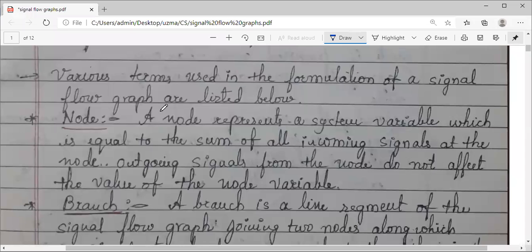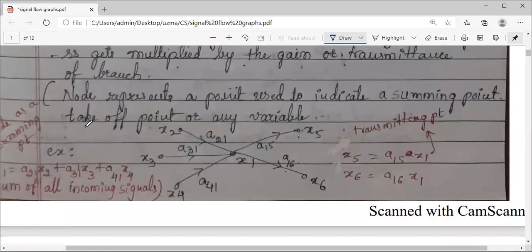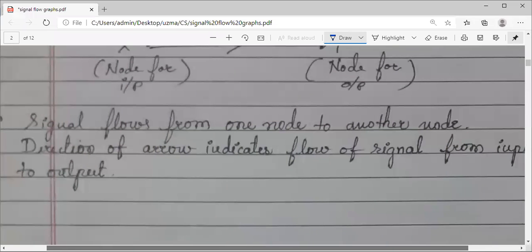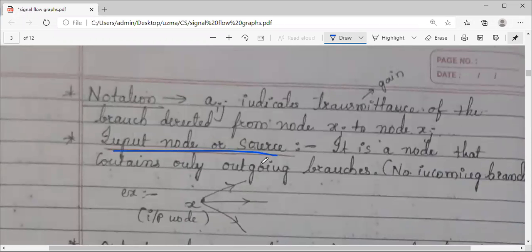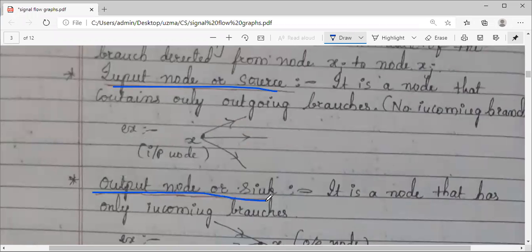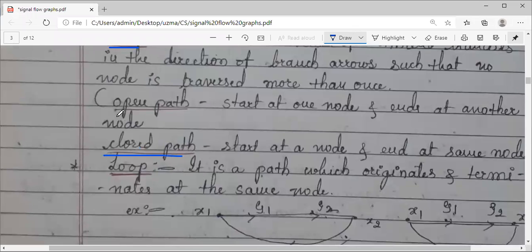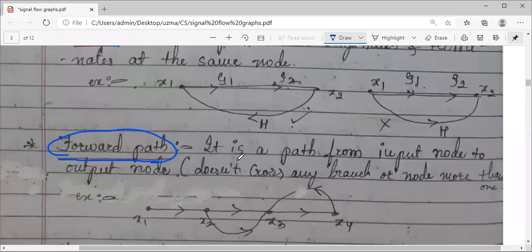And some terminologies associated with the signal flow graph we have discussed, like node, branch, then what is source node, what is the input node. I think it is visible to you. Yes. So what is the input node or the source, or output node, the sink, then what is a mixed node, what is a path, closed and open path, closed path and loop, okay, synonyms. Then going to forward path, an important term you should know about.